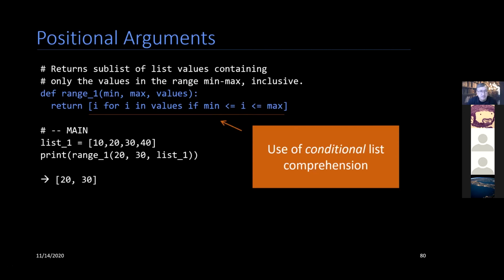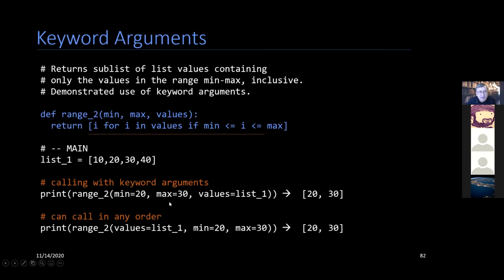Okay, so that's just showing the regular kind of arguments we're used to, positional arguments, but again, showing some Pythonic code, how things can be done. We can have keyword arguments. So in this function range2, we have min, max, and values. When I call that function, instead of putting them in the right order, I can put them in any order I want if I indicate their name.